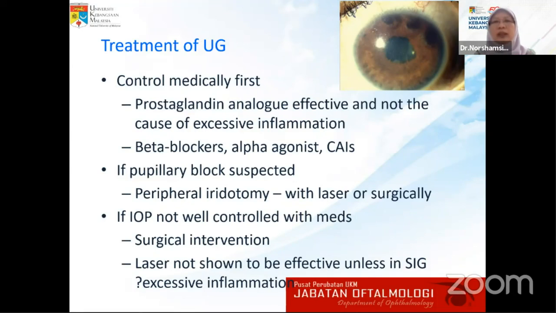So essentially, treatment of uveitic glaucoma is medically controlled first. Prostaglandin analog is effective and not the cause of excessive inflammation, unlike what people used to think. And other options would be beta blockers, alpha agonists, and carbonic anhydrase inhibitors. But if we suspect pupillary block, then a peripheral PI either done surgically or by laser is mandated. And if the IOP is not well controlled, surgical intervention is indicated.